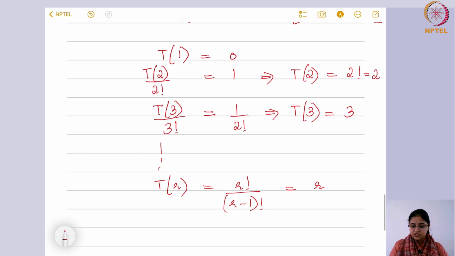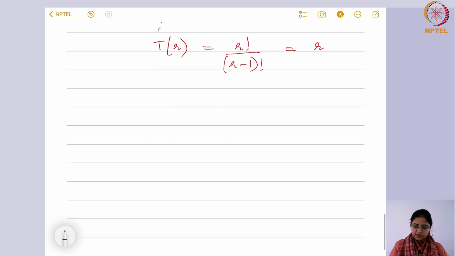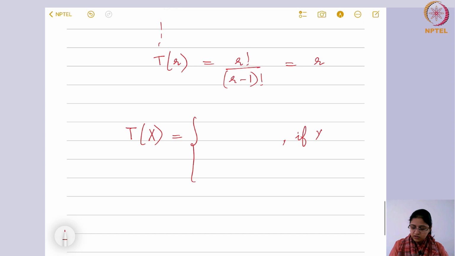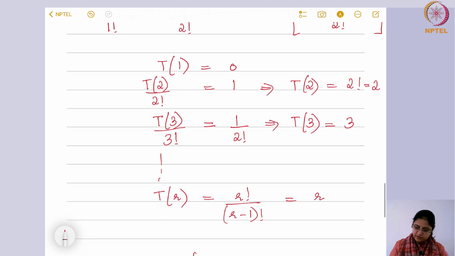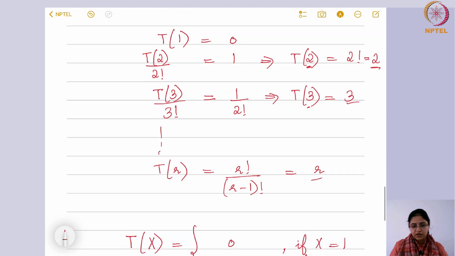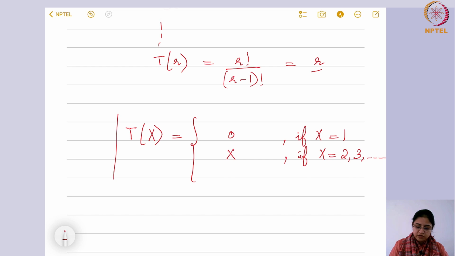So this is your estimator now, and if you summarize it, t of x takes the value 0 when x is 1, and if x is 2, 3 and so on, it takes the value x itself. When x is 2, it gives you 2, when it is 3, you get 3, and for r you are getting r. So this is your unbiased estimator.